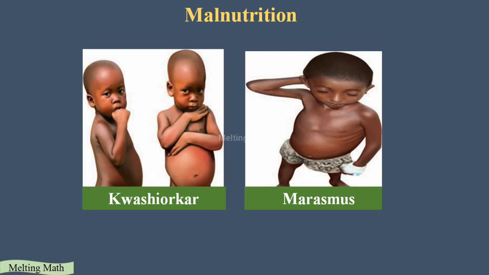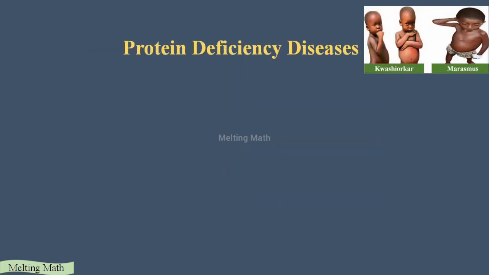Malnutrients, let's see about malnutrients. Malnutrients leads to deficiency disease. The diseases that are caused due to lack of nutrients in the diet or your food are called the deficiency disease, okay? Let's see the deficiency disease of protein and the minerals.